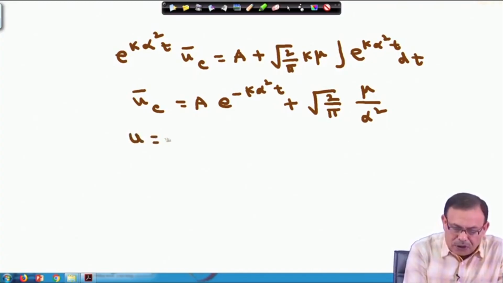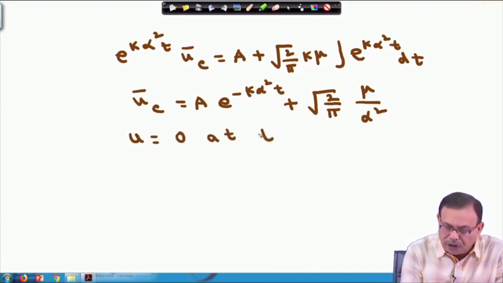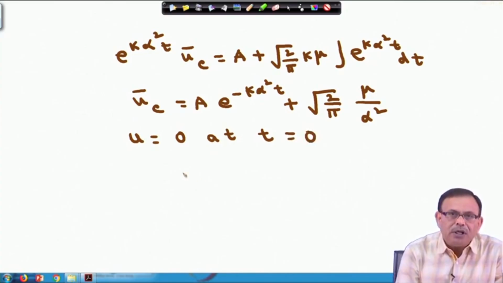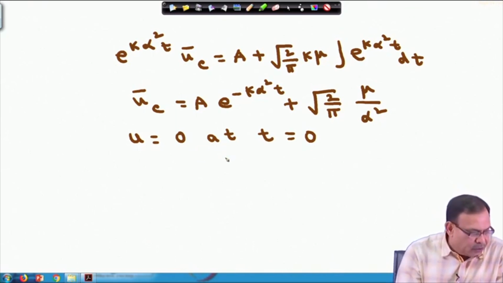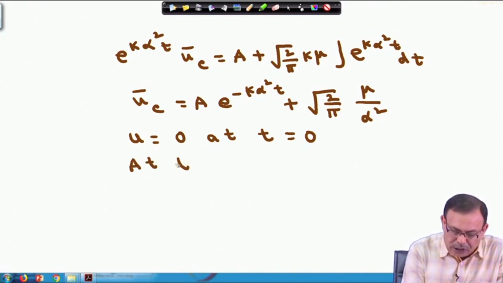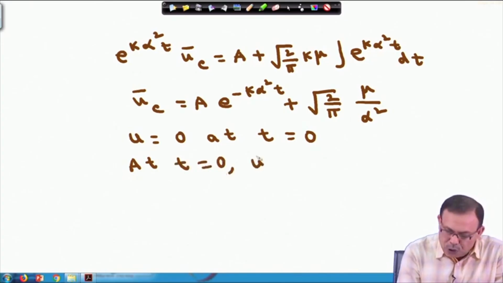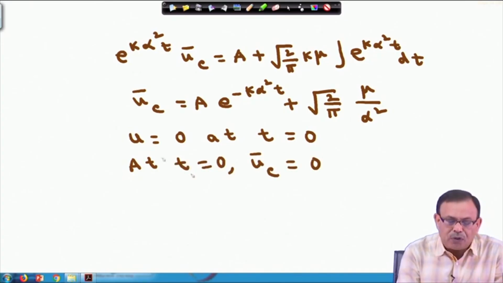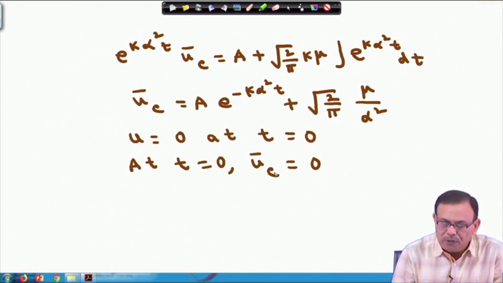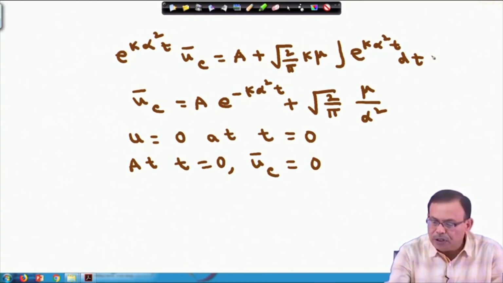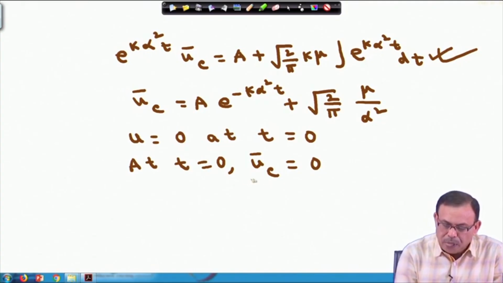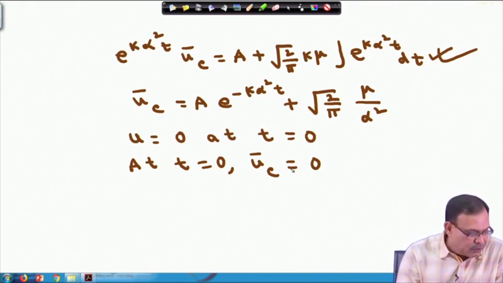I know u equals 0 from the given conditions. If you see the given conditions, it is known to us that u equals 0 at t equals 0. So, at t equals 0, u bar c, that is the Fourier cosine transform of u, also will be 0. Since at t equals 0, u is 0, the Fourier cosine transform of u bar will be 0, and you substitute it in this given equation, that at t equals 0, u bar c equals 0.